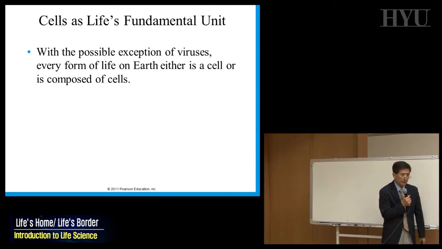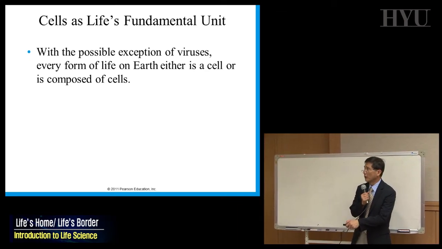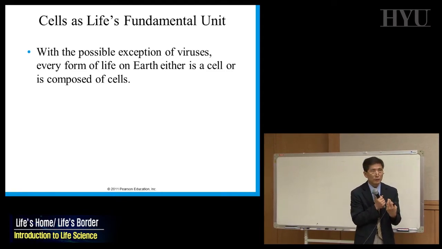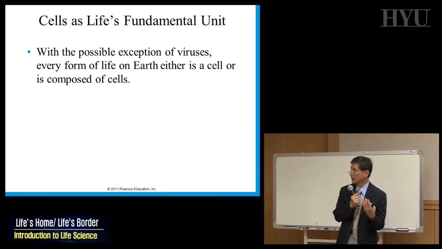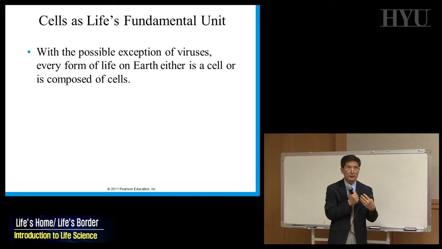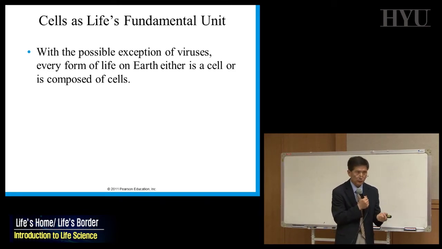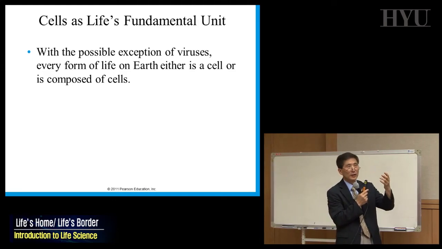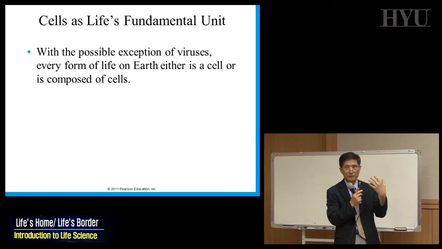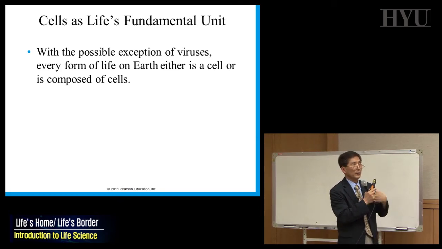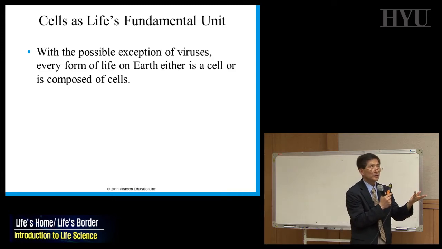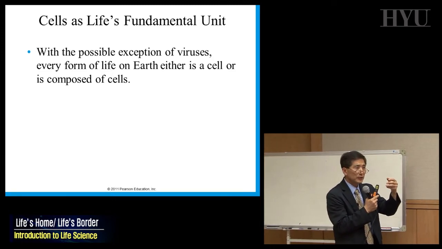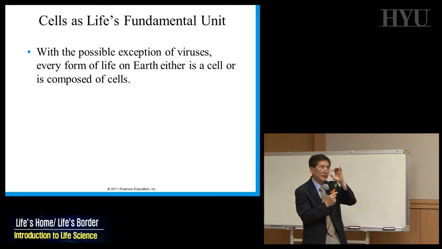With the possible exception of viruses, all the life forms on Earth are either a cell or composed of cells. In other words, it's called cell theory. Every living creature consists of cells. The first video we saw showed that our body consists of trillions of cells. But it wasn't clear until someone looked at it.